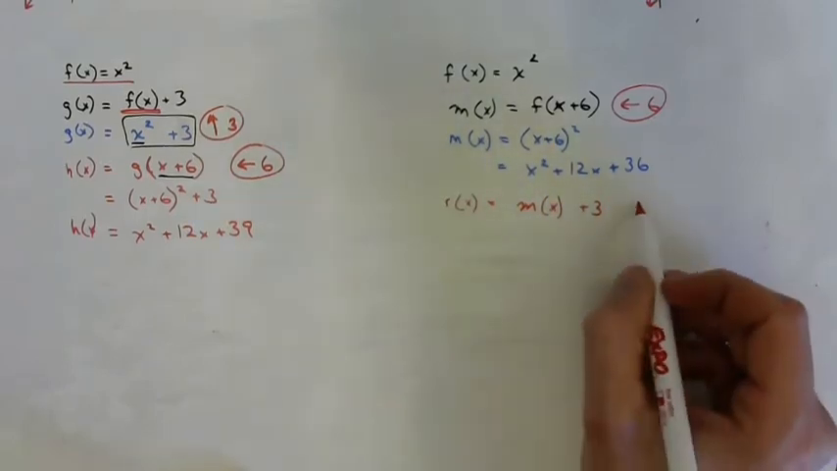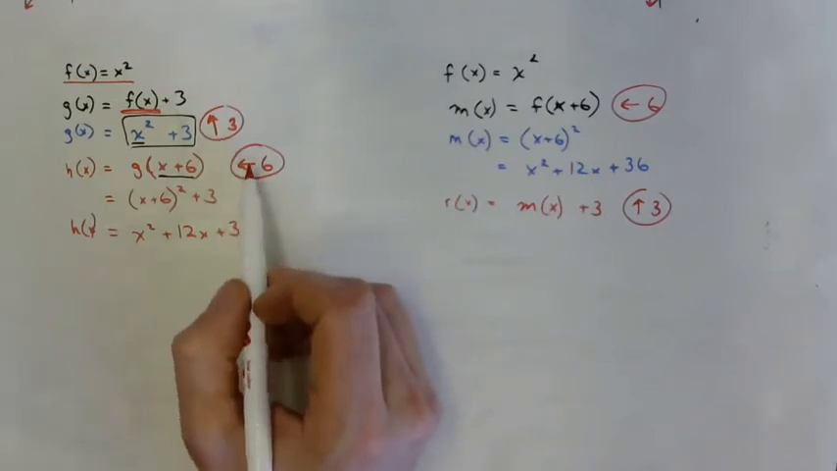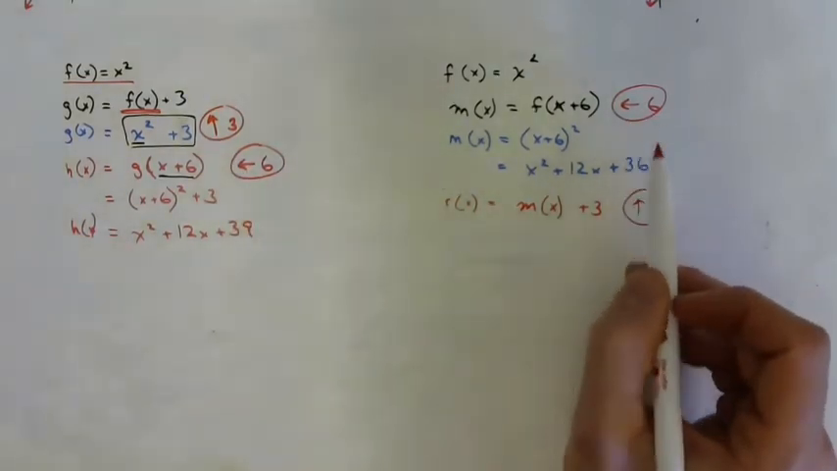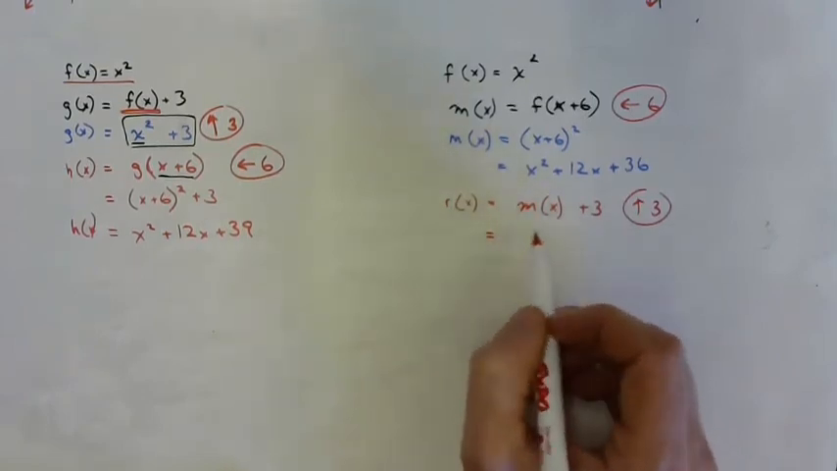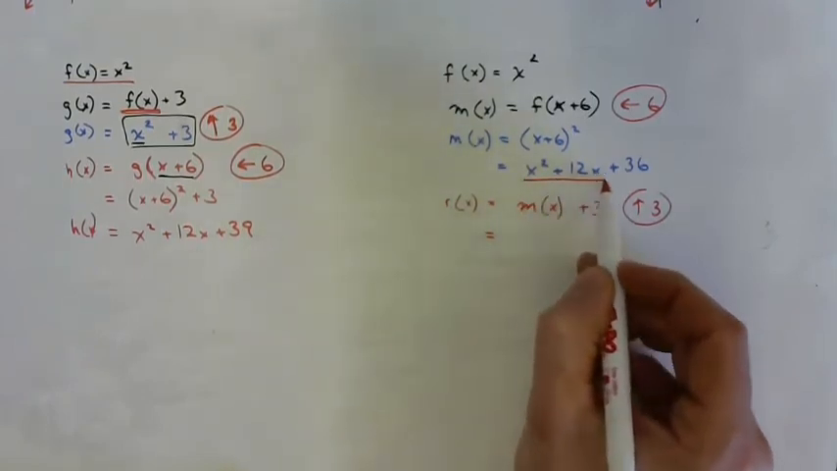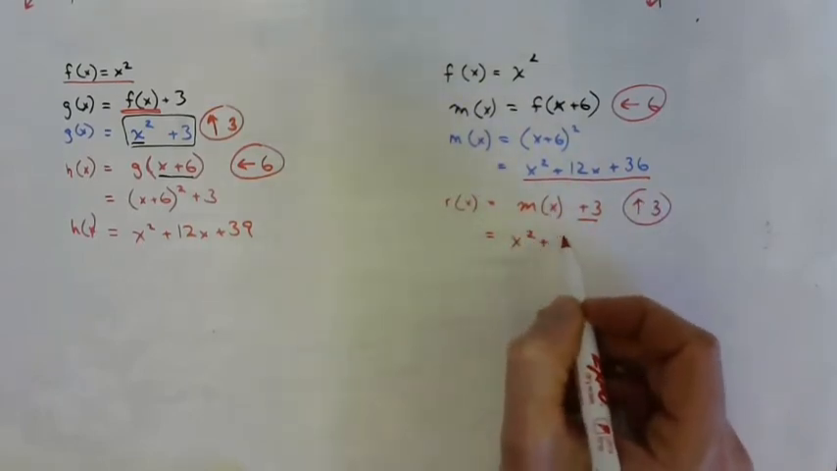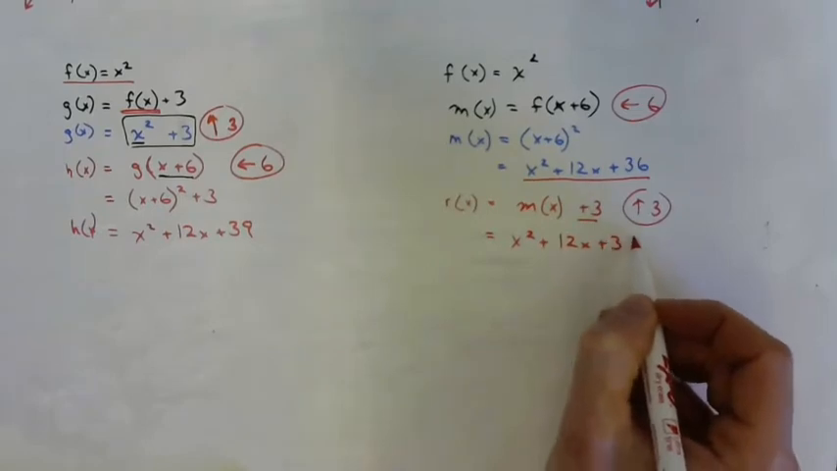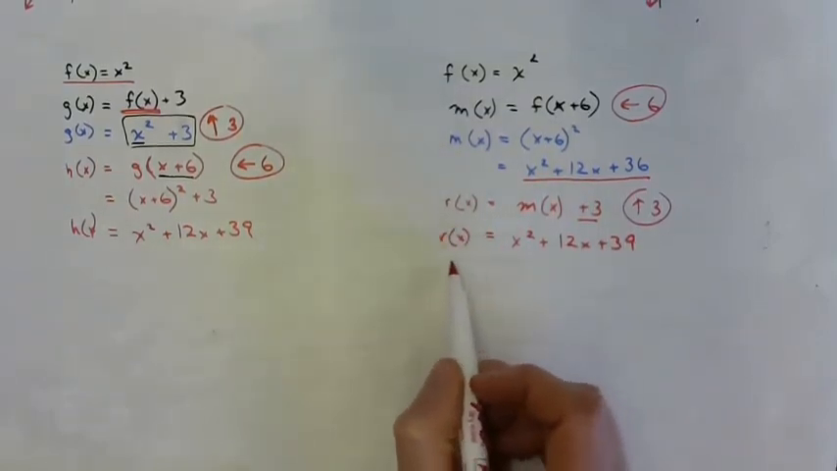Up 3. Can you see the connection here? On the left, we went up 3, then over 6. And here we're going over 6, then up 3. Different order, but watch what happens. m of x is this phrase right here, and I'm going to add 3. Gives me x squared plus 12x plus 39. What do you notice? You just added 3 to your vertical.